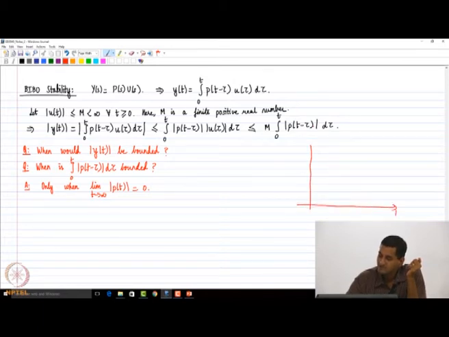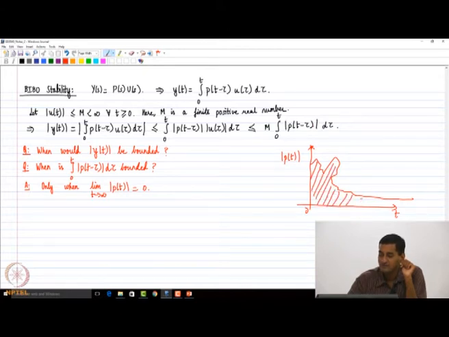Let's plot the magnitude of p(t). Let's say the magnitude of p(t) goes something like this, and then it settles down to a non-negative value. What's going to happen? The integral is just the area. So although the magnitude of p(t) is bounded, the integral is going to become unbounded as t tends to infinity.